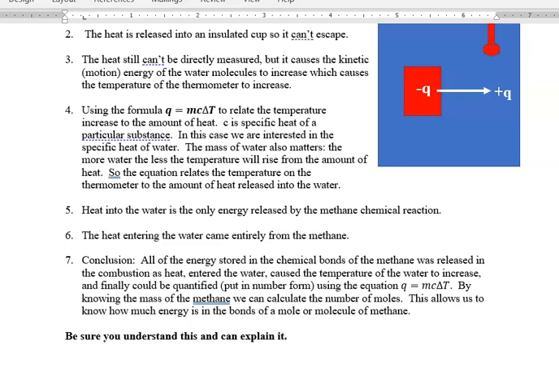So that's number 5. Number 6, the heat entering the water came entirely from the methane. So there's no other heat in that water. Well, once we take the initial temperature, we know there's no other heat that was put into that water.